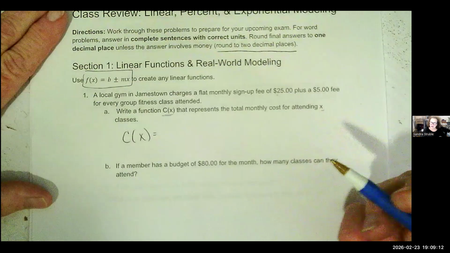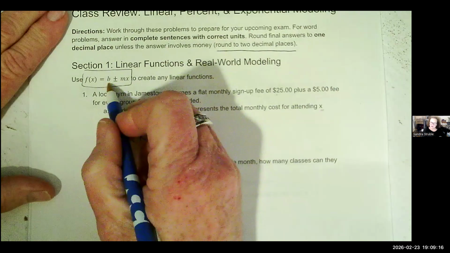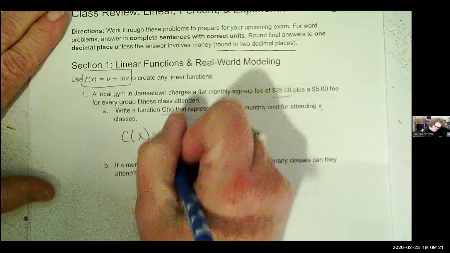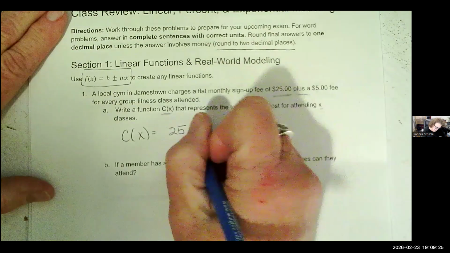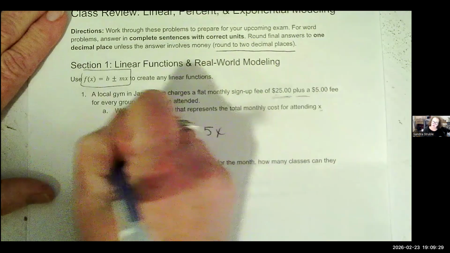The initial value or the consistent flat rate is $25 plus $5 per group class, $5 per class. So there is your function. All I'm looking for on that.